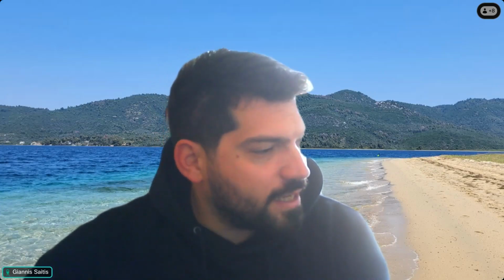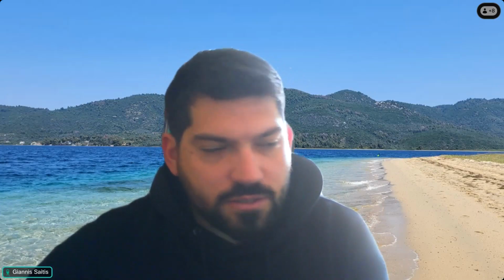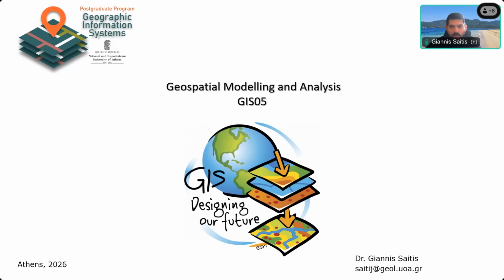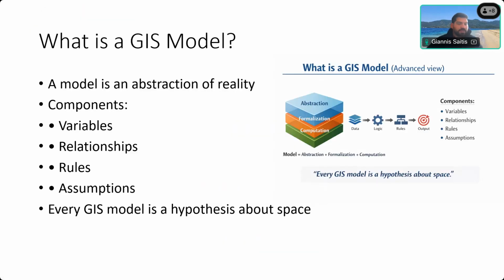So today's lecture has to do with models. We are still on the theoretical part, because a model starts from paper: writing down the thoughts, writing down the scope, and then we will see what we need to manage before creating a model.